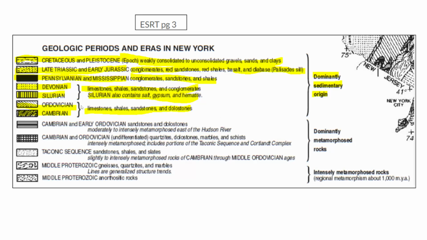And these are my areas that are from these time periods, but also these areas are mostly sedimentary rocks. These areas in the map are mostly metamorphic rocks or dominantly metamorphosed rocks from high heat and pressure. And these areas are intensely metamorphosed rocks, regional metamorphism about 1,000 million years ago. So these areas probably experienced a lot of heat and pressure.